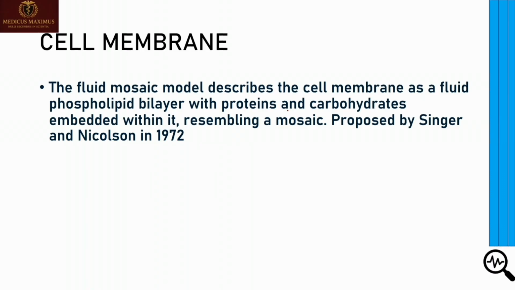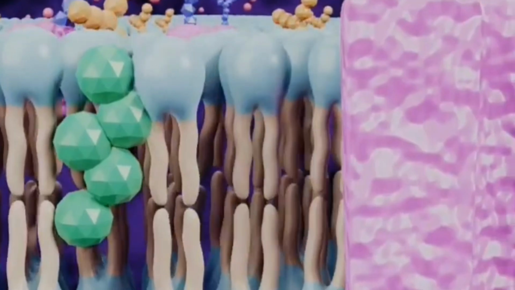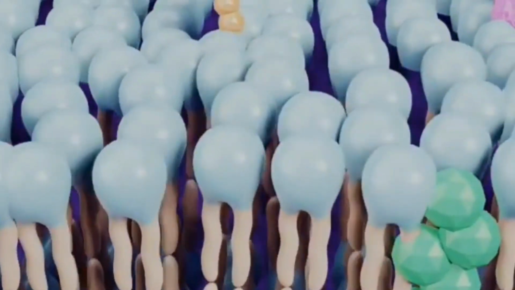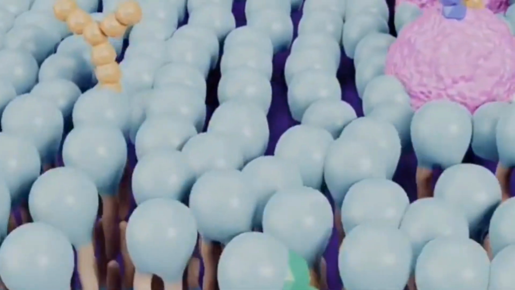The cell membrane, also called the plasma membrane, is a thin, flexible boundary that encloses the cell and maintains its internal environment. The modern understanding comes from the Fluid Mosaic Model, proposed by Singer and Nicolson in 1972. If you imagine a mosaic floor, with different tiles of shapes and colors forming one surface, now make that floor fluid, where the tiles can move around like boats in water. That's your cell membrane. It's a phospholipid bilayer, two layers of lipid molecules with proteins and carbohydrates floating within it. Together they form a dynamic semi-permeable barrier.